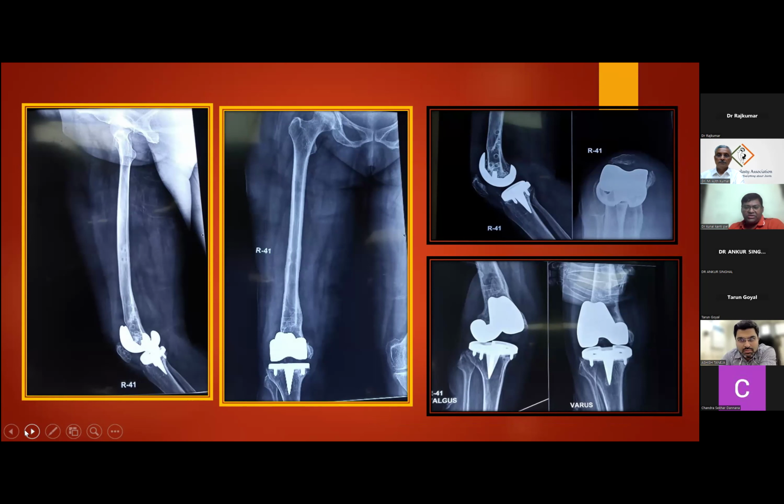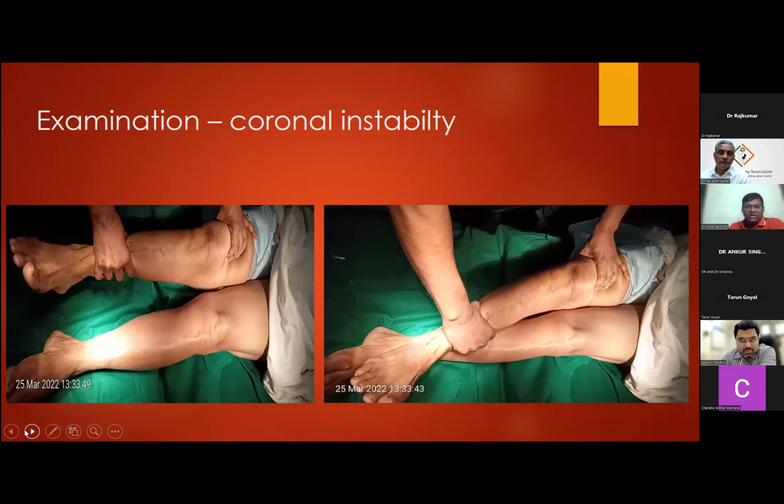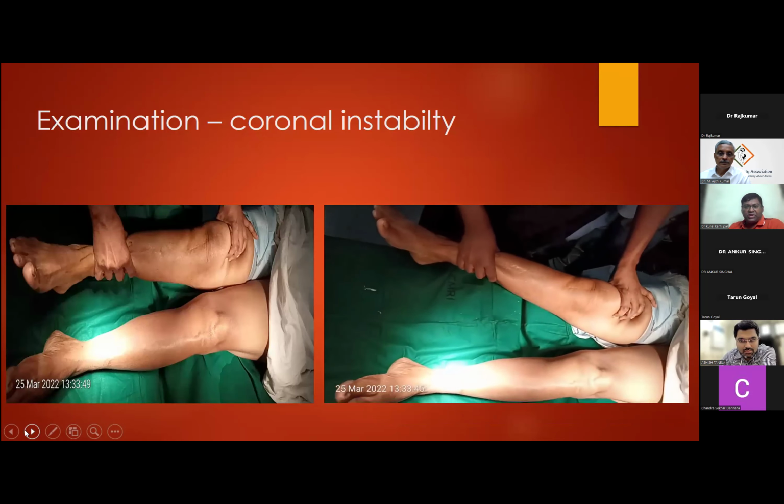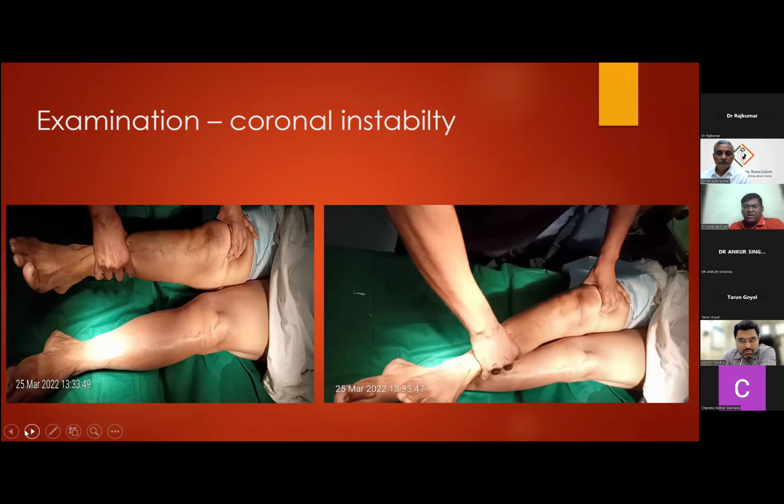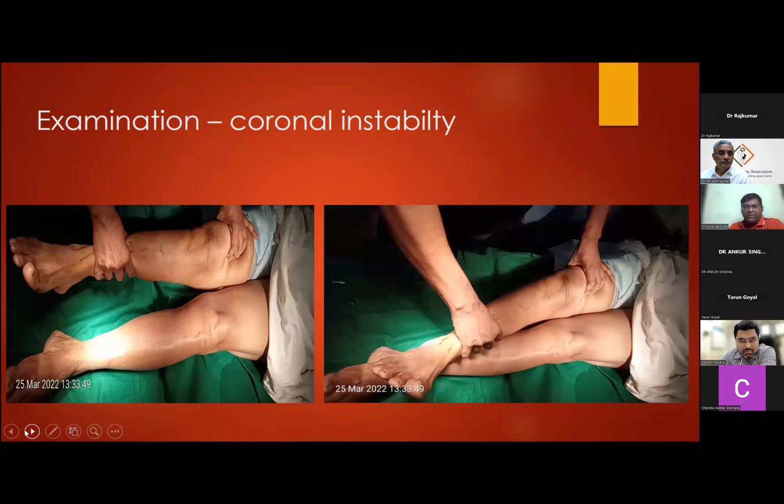X-ray showing valgus stress view of more than 2 centimeter opening up. So the problems to be addressed. This is the examination under anesthesia. So in extension there is corner instability.